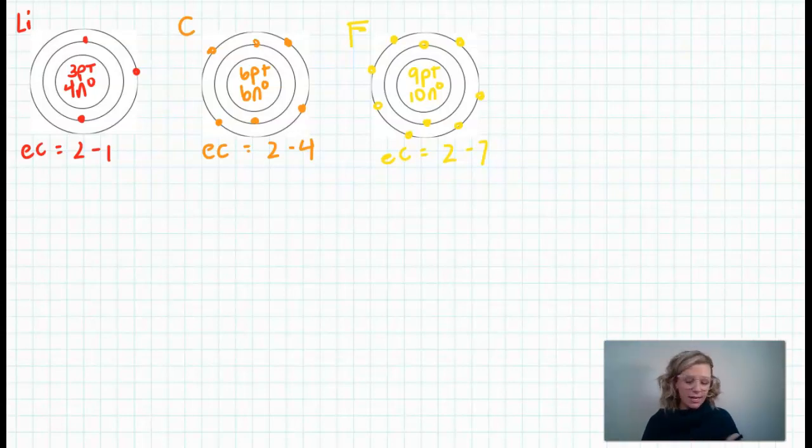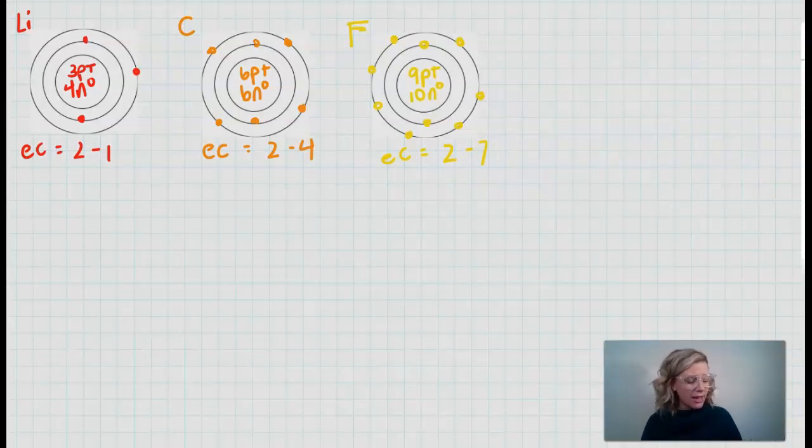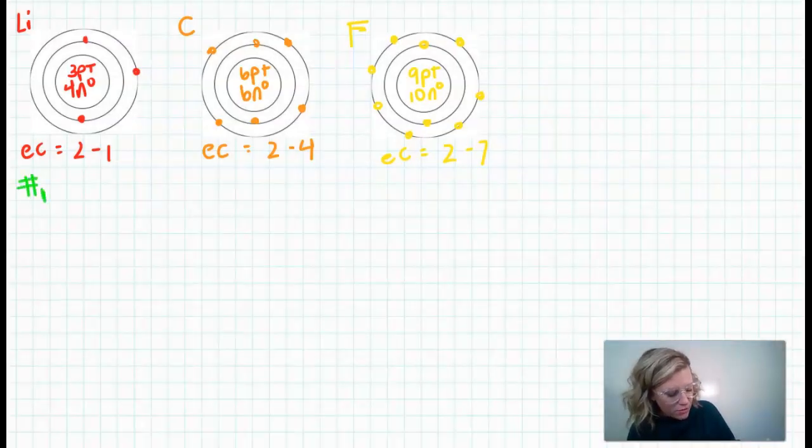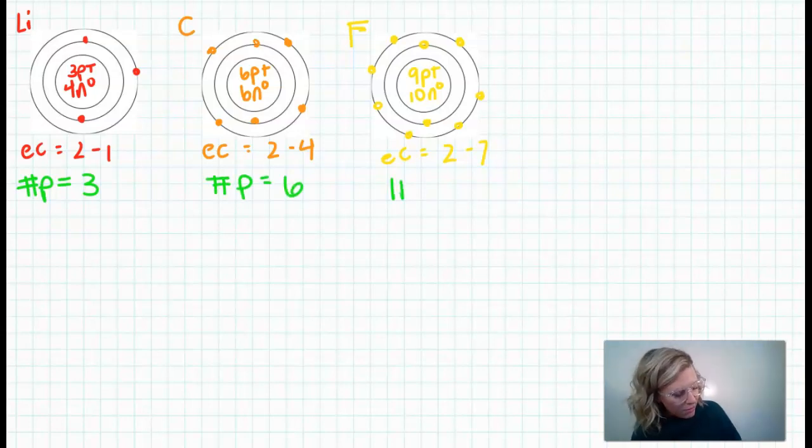I want to take a look not only at their electron configurations, but at what's called their shielding electrons. So let's go ahead, and in green, I'm going to write out some more information that is going to be really important to figuring this out. Let's focus on our number of protons, which is again 3. Our number of protons for carbon is a total of 6, and for fluorine, a total of 9.